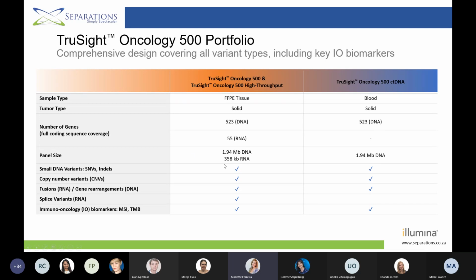The first bunch of kits can also look at your splice variants, which obviously won't be possible with your ctDNA kits because you don't look at RNA. And then there's also your immuno-oncology biomarkers that you can look at for both of these kits.